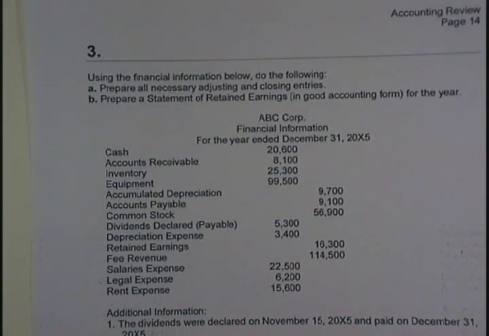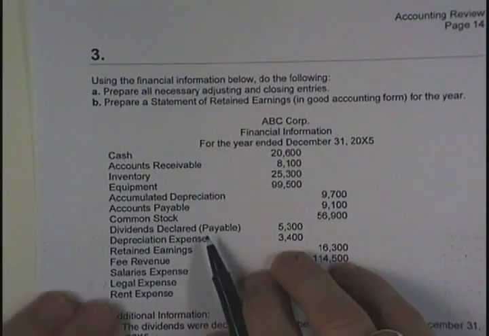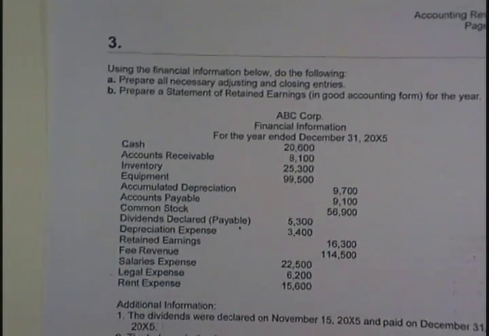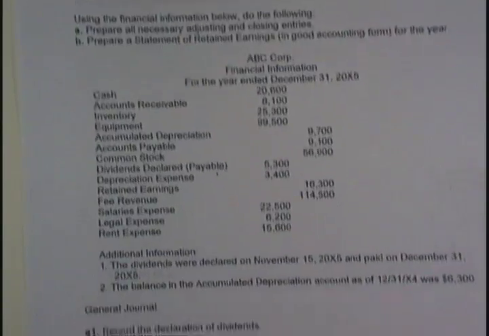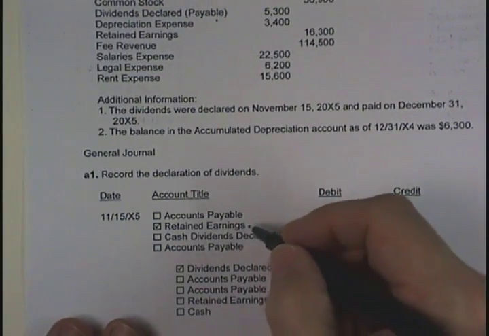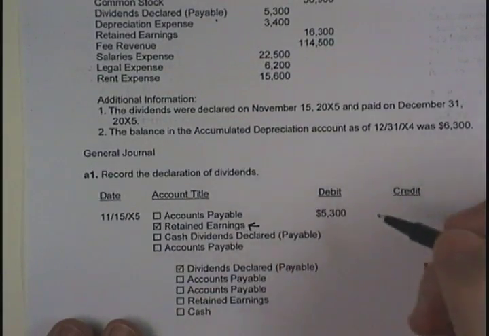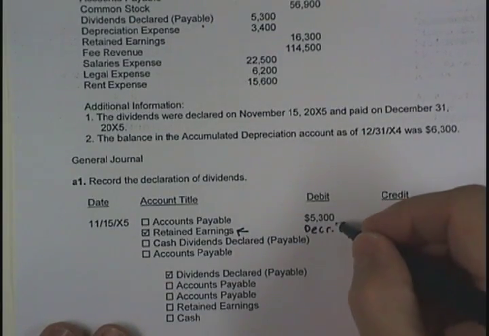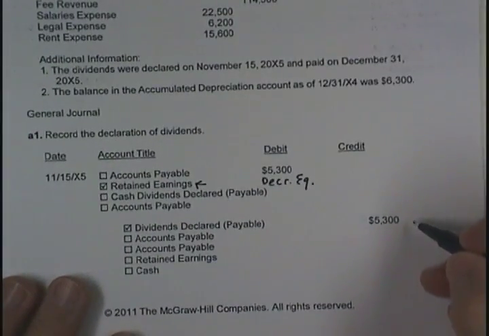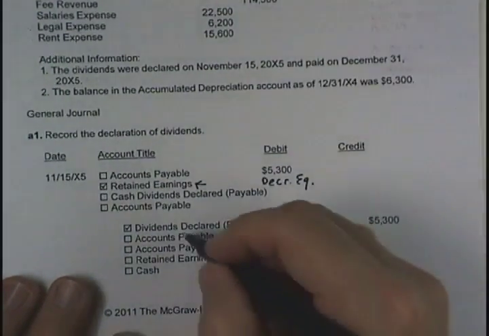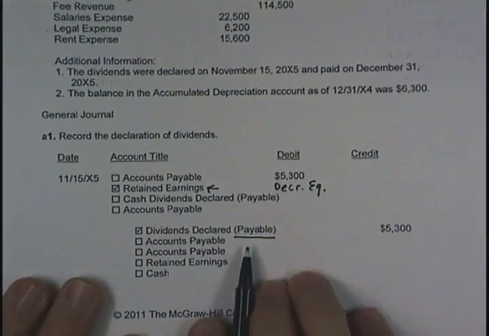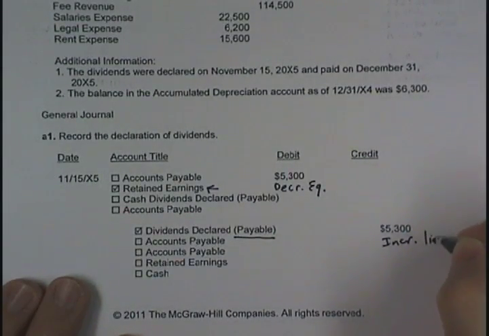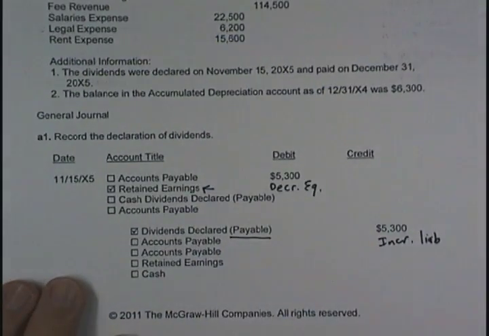In Part A, it wants us to record the declaration of the dividends. You can see the dividends declared, which becomes a dividend payable, was $5,300. That is paid out of retained earnings, so when you think about recording that entry, you want to first debit the retained earnings to decrease that equity account by $5,300, and then record the liability that the firm is now obligated to pay the $5,300 in dividends. So that becomes a dividend payable. That increases the liability, and the debit to the retained earnings decreases the equity.